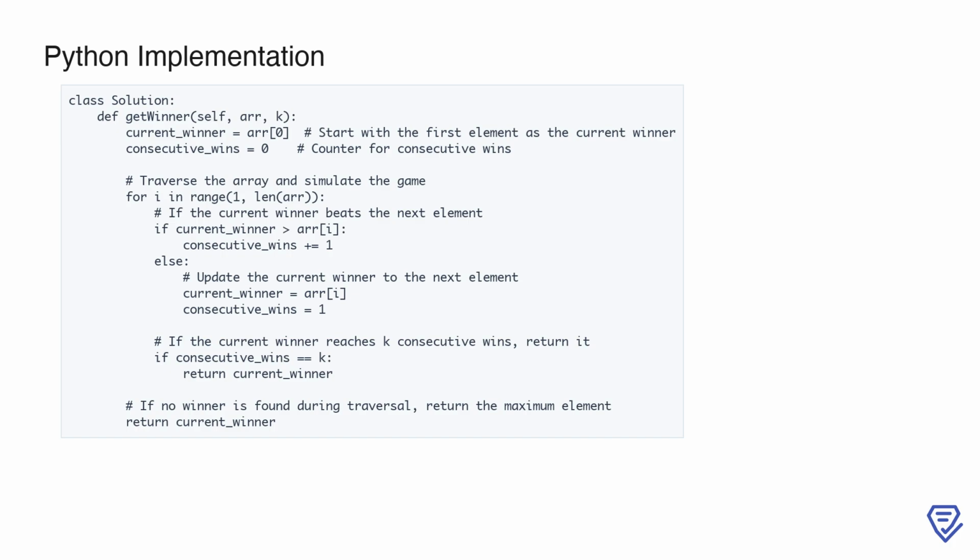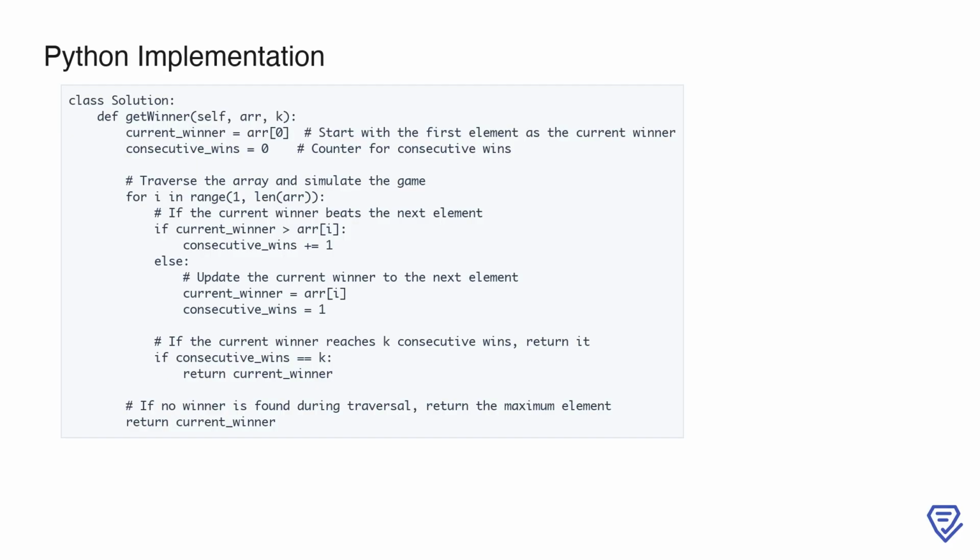For returning the maximum element, if the loop completes without any element achieving k consecutive wins, the maximum element in the array will inevitably be the winner. This is because the largest number cannot lose to any other number, and the traversal ensures that it will eventually become the current_winner.